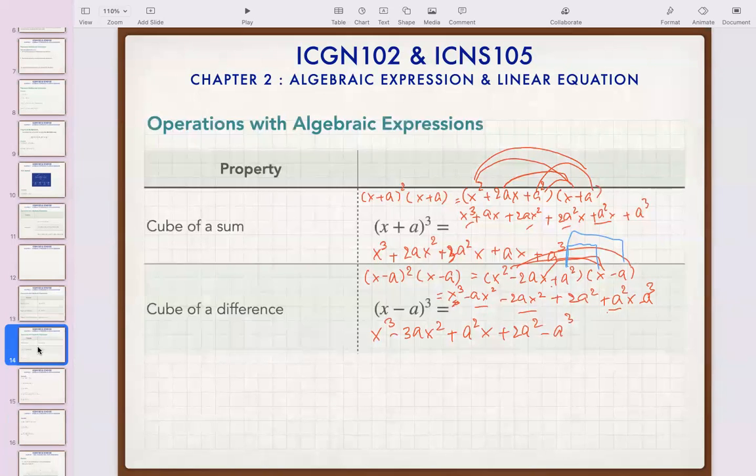Right. So for these operations with algebraic expressions and the properties that we have learned up to this point, do you have any questions, anyone? Yes. The quiz is for chapter 1 only. Chapter 1 that we finished this morning. Okay.